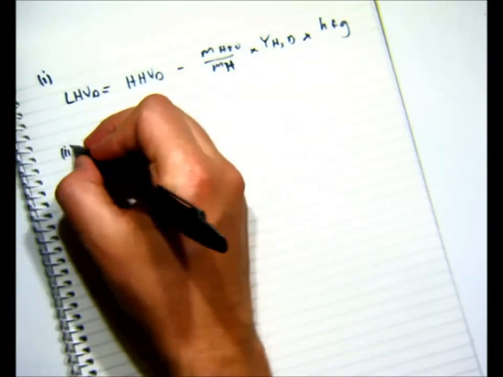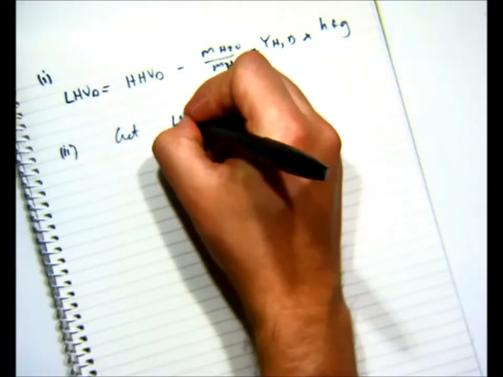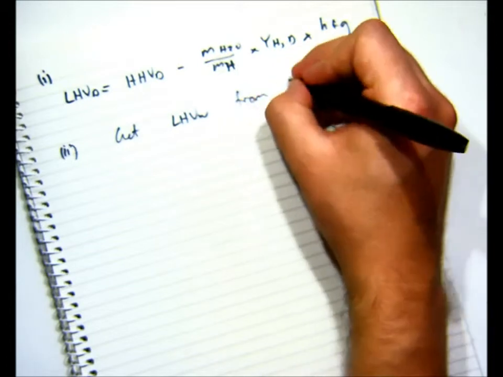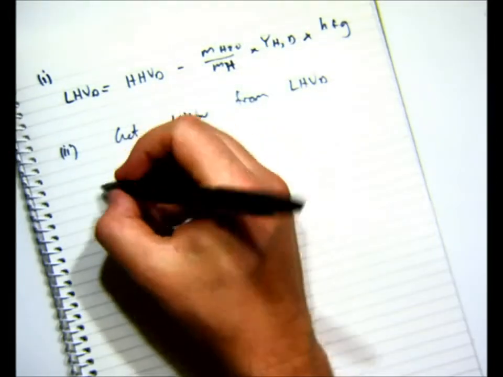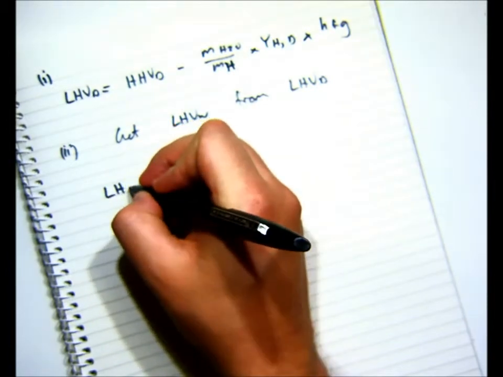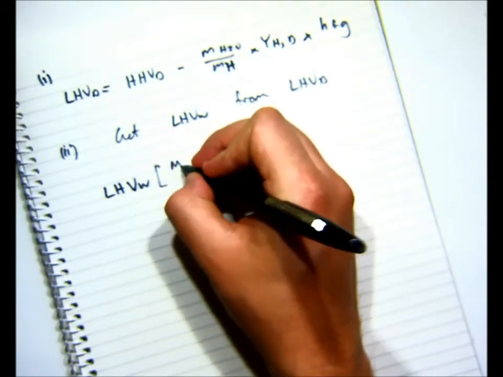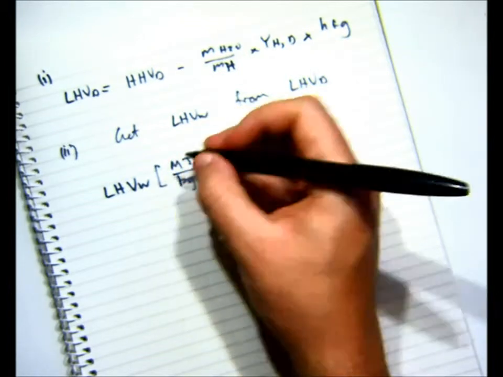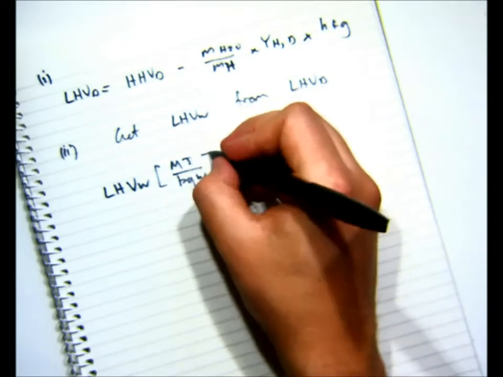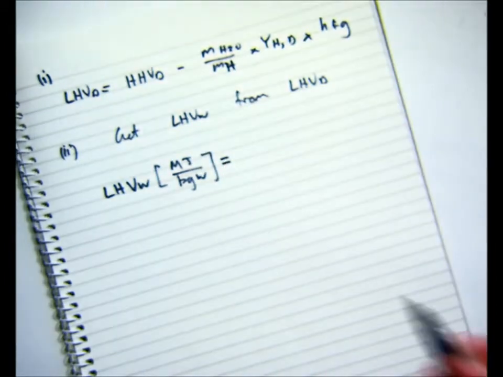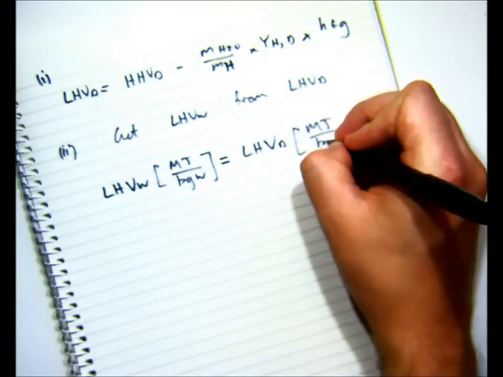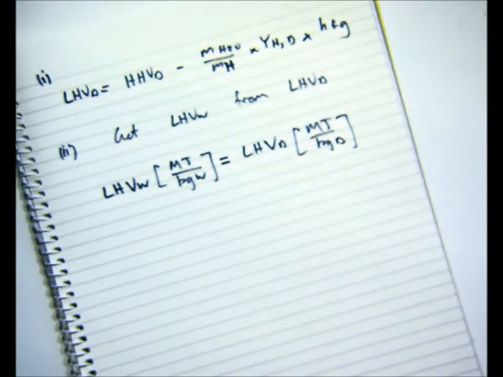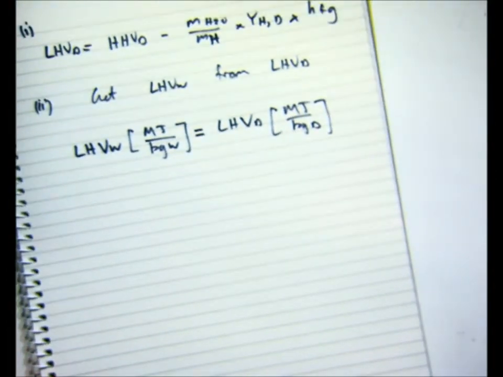Step 2, get LHV wet from LHV dry. Okay, so here we have to think about the differences between the dry basis and the wet basis. So once again, how do we start? We start by writing the term that we're looking for on the left-hand side with its units, megajoules per kilogram wet. On the right-hand side, we have LHV dry, which will obviously be megajoules per kilogram dry. So you need to think about this a little bit before you proceed.